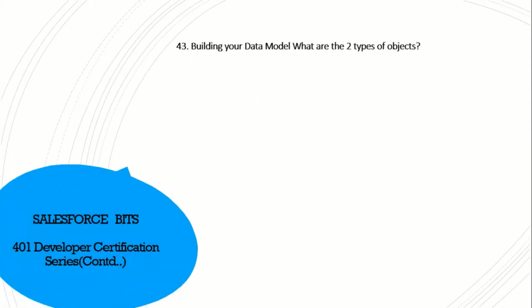Building your data model, that's a category. What are the two types of objects? Standard objects and custom objects. Simple one.